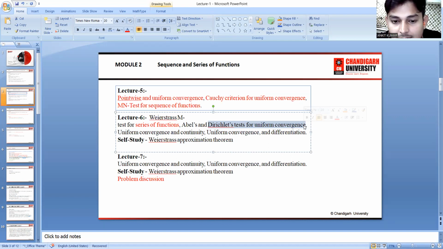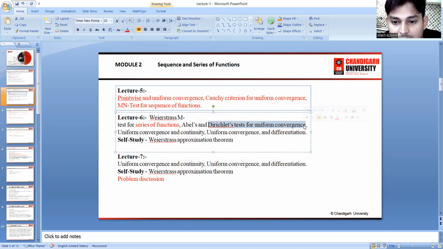So uniform convergence and continuity. How are uniform convergence and continuity related to each other? What are the main theorems of continuity and uniform convergence? What are the necessary conditions for continuity and uniform convergence? Is continuity necessary for uniform convergence, or is a uniformly convergent function always continuous? These types of statements and theorems we will cover in this lecture.